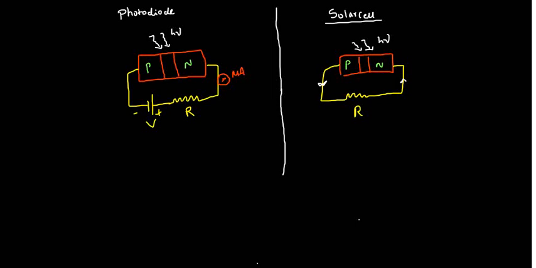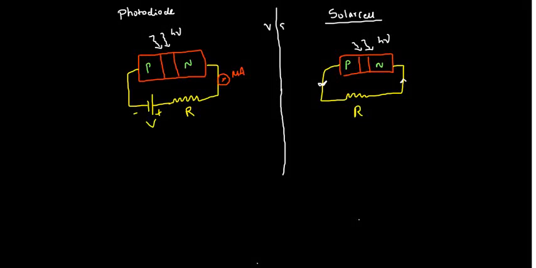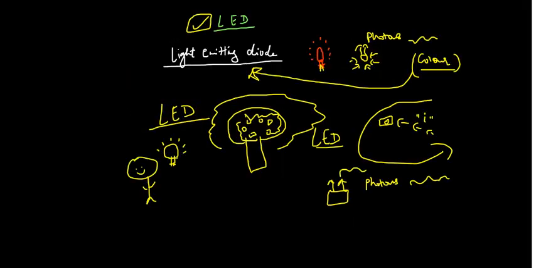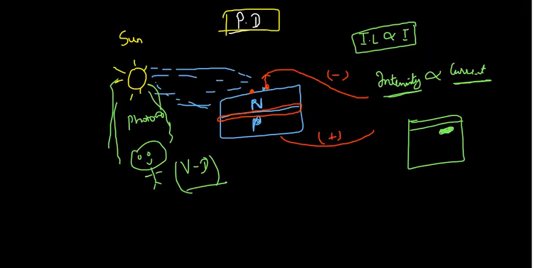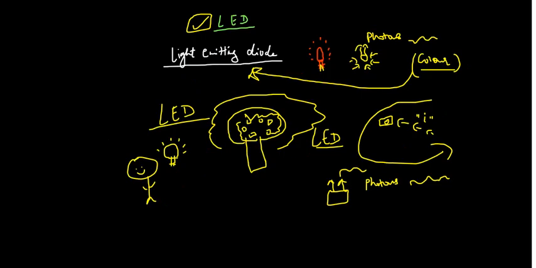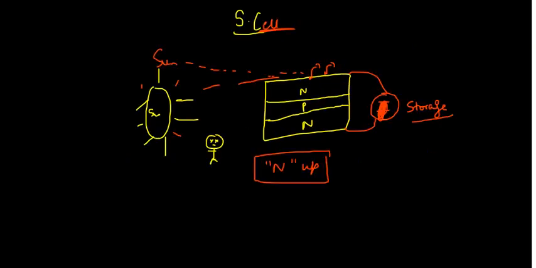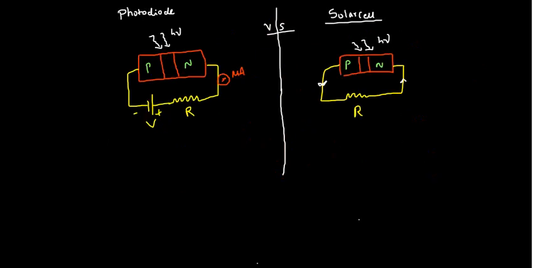Welcome back everyone. To compare photodiode and solar cell, I have made a comparison video. As you can see, it got a little messed up. I felt like the photodiodes are something like this, LEDs are something like this, and solar cells are something like this. So to understand with clarity, I made two simple diagrams. So let's now understand that.